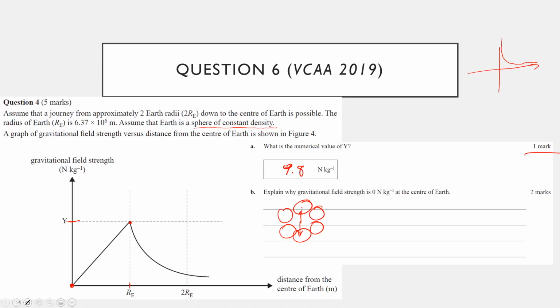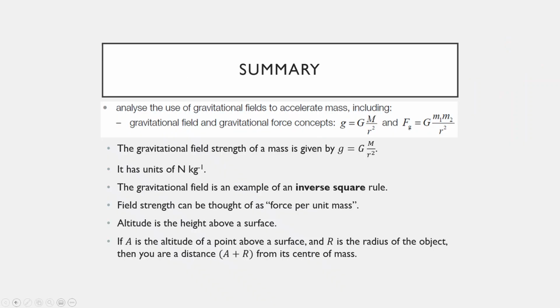That's it. Sorry for the long video, but that's really all you're doing when you're calculating field strength. There's not anything else that we're talking about here. Field strength is calculated using this formula. It has units of newtons per kilogram, which means it is a force per unit mass. So the field strength tells you how much force an object experiences for every kilogram that it contains.